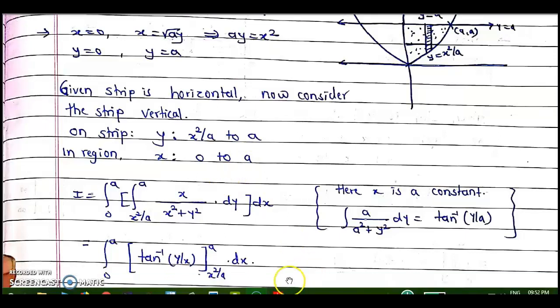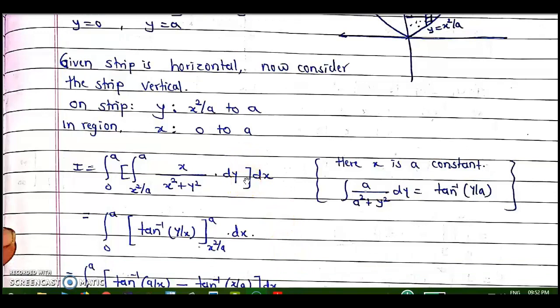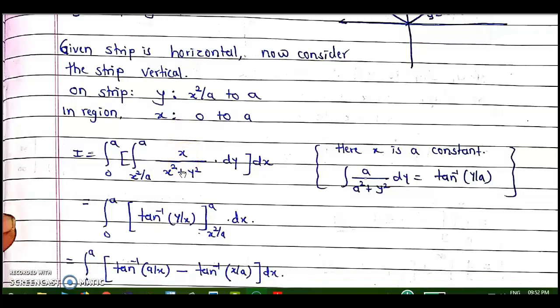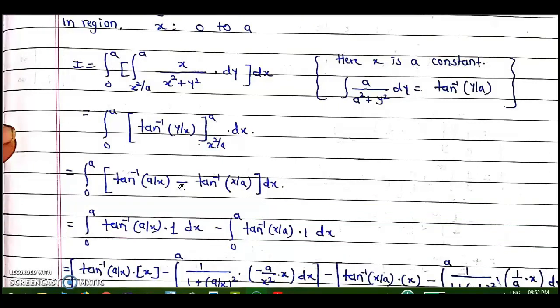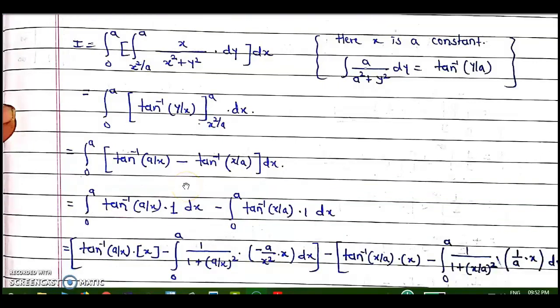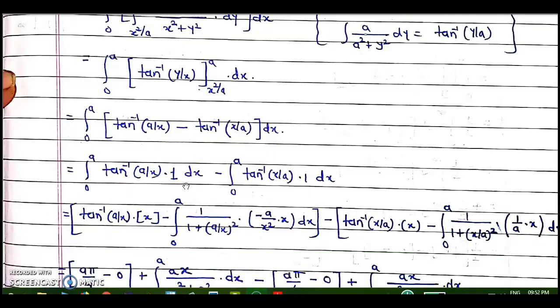So with these limits, if we put, we get x upon x square plus y square dy dx. Now we are integrating with respect to y. So with respect to y, x is constant. So this is of the form a upon a square plus a square dy. We know its integral is tan inverse of y by a, where a is a constant. Here the value of a is x. If we treat it so, we get tan inverse of y by x simply with respect to y in the limits x square by a to a dx. Now upper limit minus lower limit, we get tan inverse a by x minus tan inverse x by a.